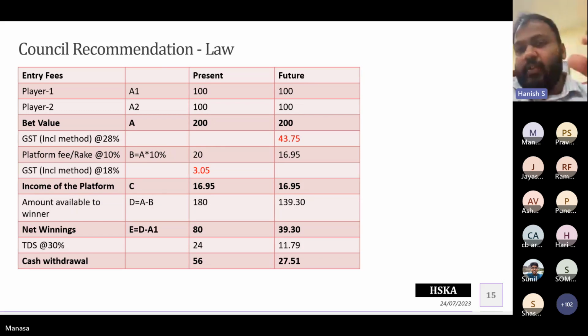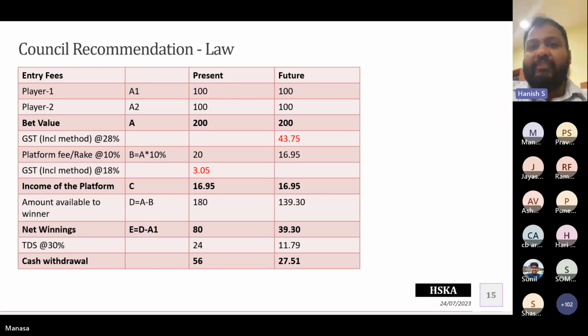So the bet value totally comes to 200 rupees. The platform, assuming, wants to make a 10% margin on this. So they take a platform fee of 20 rupees, and on that they will discharge tax under the inclusive method. So that 20 is including GST. So what is the income of the platform? It is 16 rupees 95 paise. So of that 20 rupees, 16 rupees 95 paise goes to the platform and 3 rupees goes to the government. The balance available with the platform is 180 rupees.